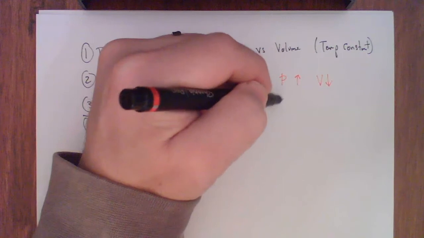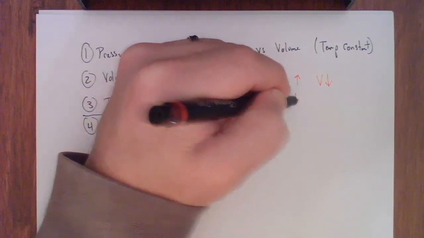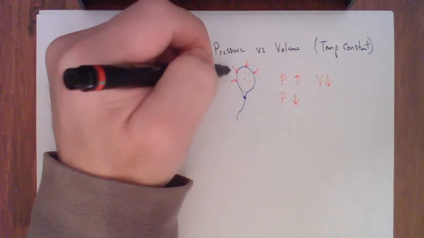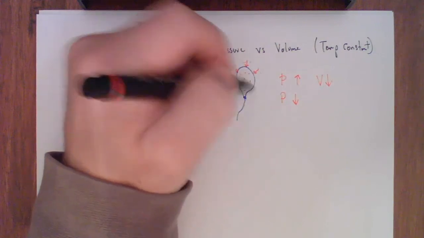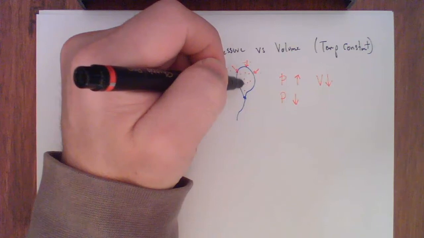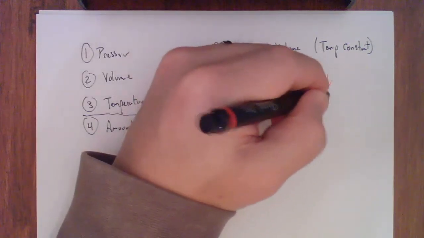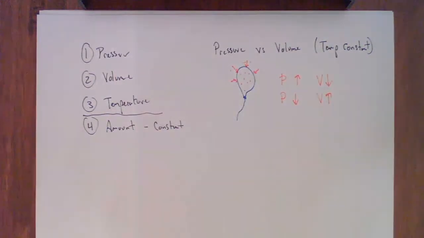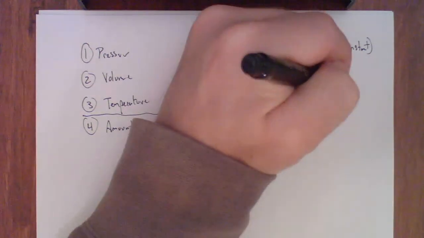The reverse would also be true. As the pressure decreases, so in other words, if we had less pressure outside of the balloon, then that means that the molecules inside are going to create a greater volume. So we would see this, and this is what we refer to as an inverse relationship.